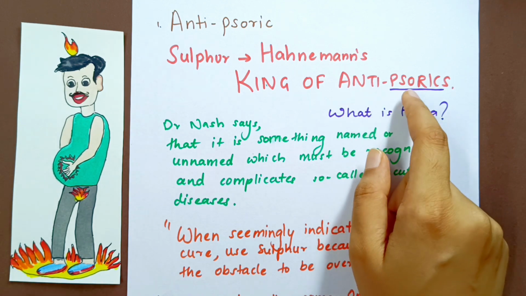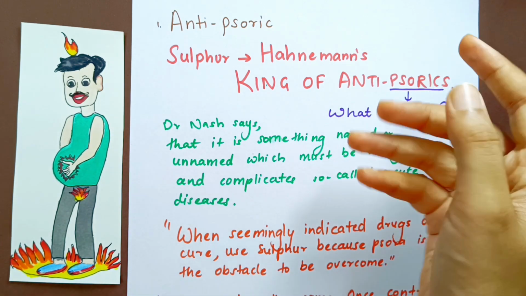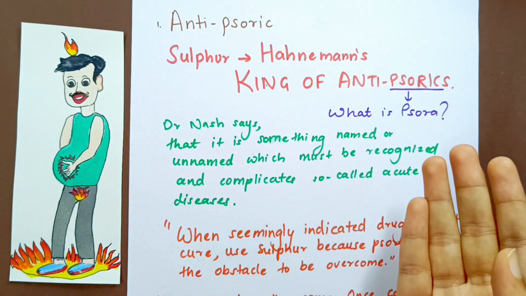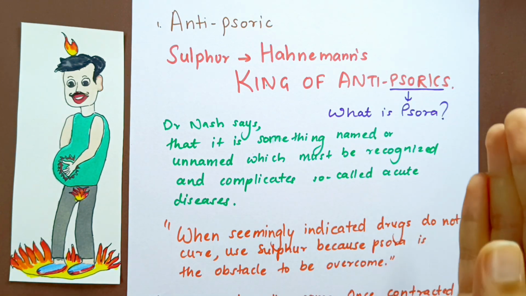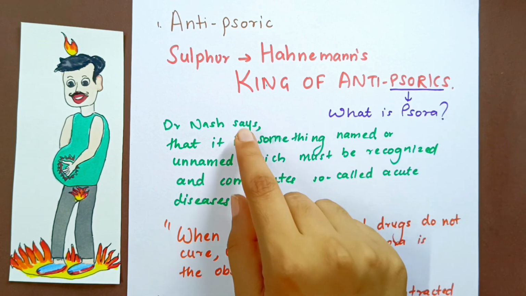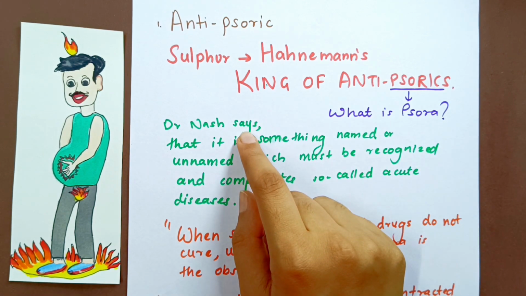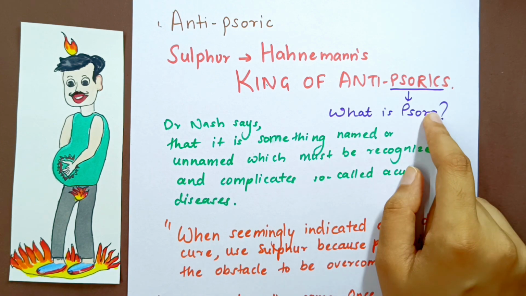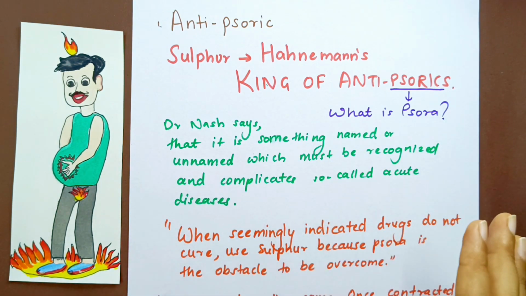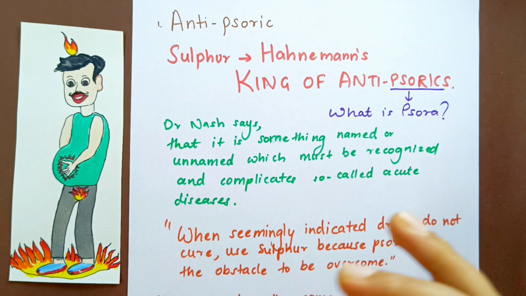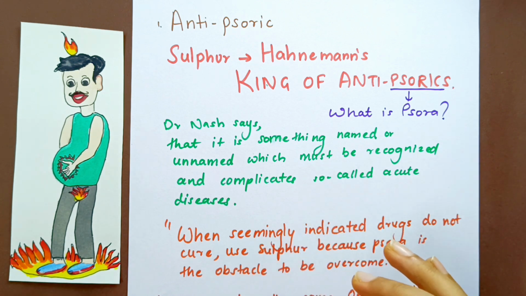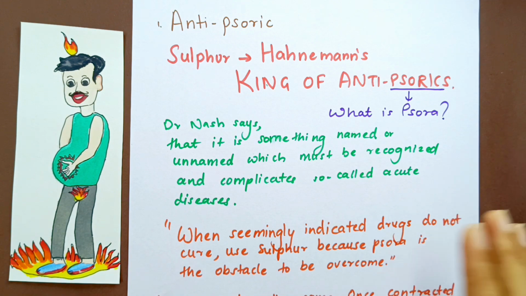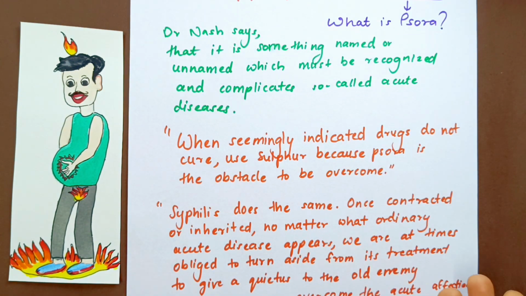But to understand what is anti-psorics and to understand the value of sulfur being the king of all of them, we first need to understand what is Psora. So Dr. Nash explains it in very simple words, very beautifully. Psora is something named or unnamed which must be recognized and complicates so-called acute diseases. So you do not need to name it or whatever, you just understand that it is something which will complicate your disease. So what is the meaning of complicating your disease?